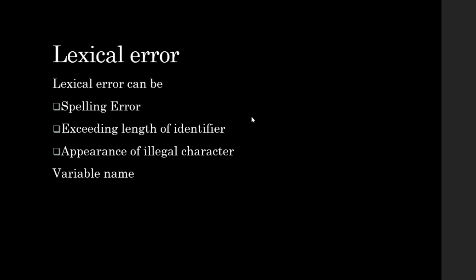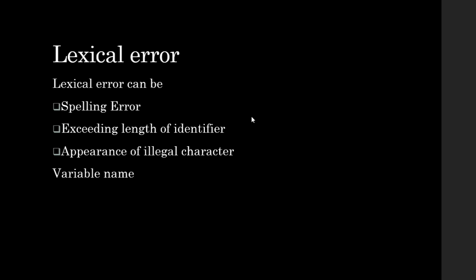Now, if you have the appearance of an illegal character, for example, except underscore, none of the special characters are permitted inside an identifier. If you have a semicolon, or a full stop, or an arithmetic symbol inside an identifier, then that is definitely an invalid character. Such kinds of errors are called lexical errors. Such identifiers are not permitted.